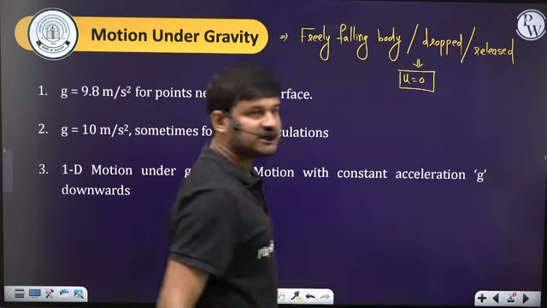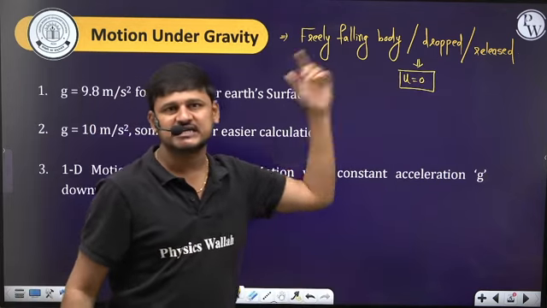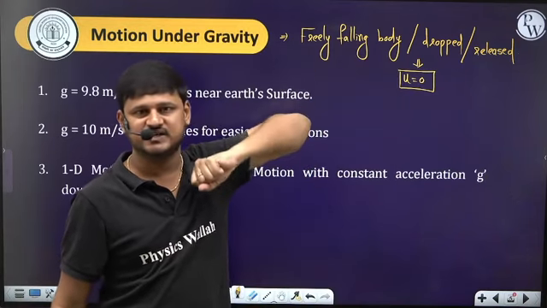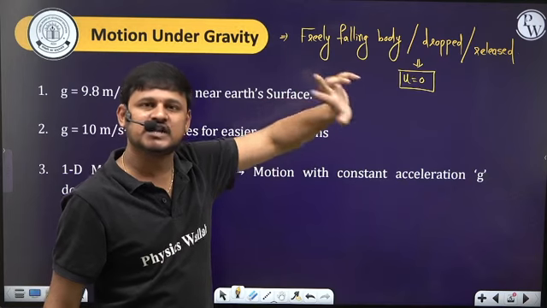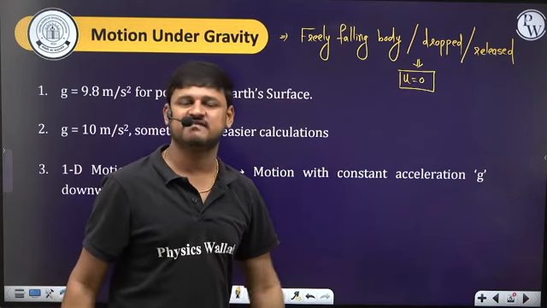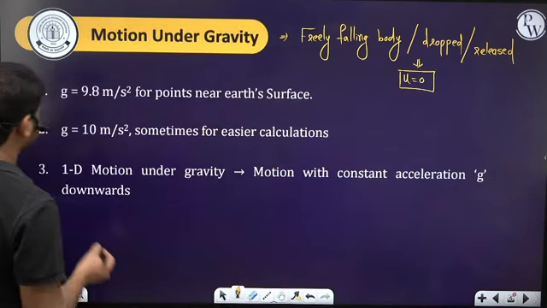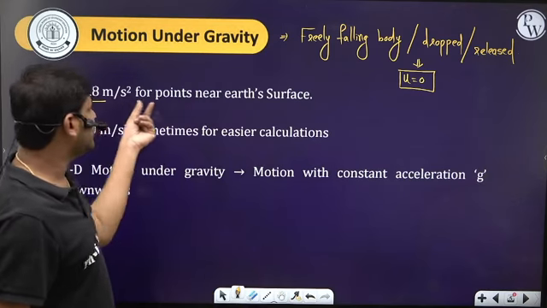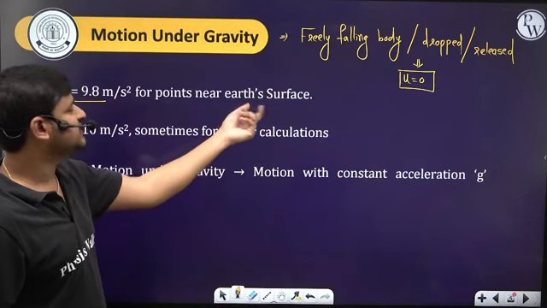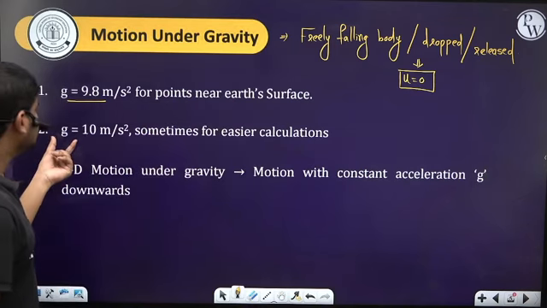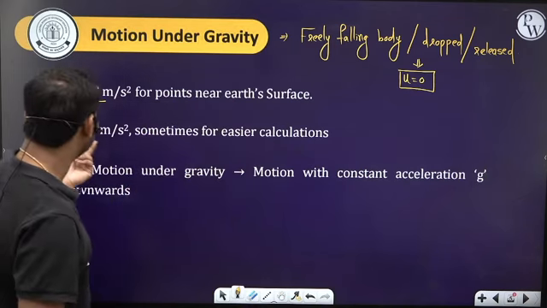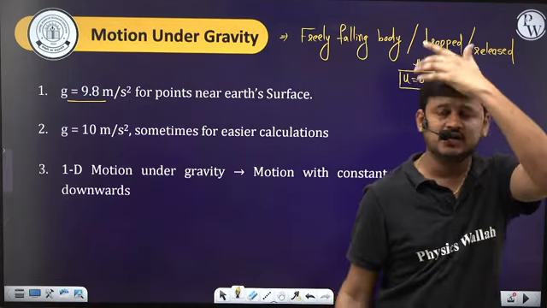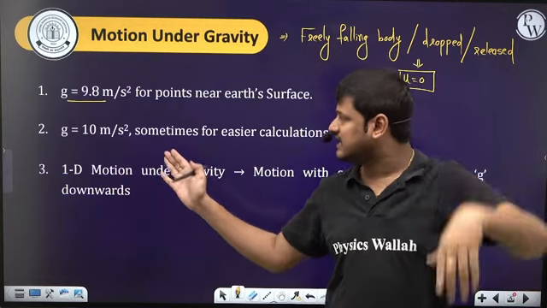In all these scenarios the initial velocity of the body is taken as 0. Freely falling body, dropped body, or released from some height: these are the hints you can consider, the initial velocity is 0. You already learnt in grade 9 that g we take as 9.8 meter per second square for points near the earth's surface. For easier calculations we sometimes take 10. If they don't mention it, take g as 9.8.